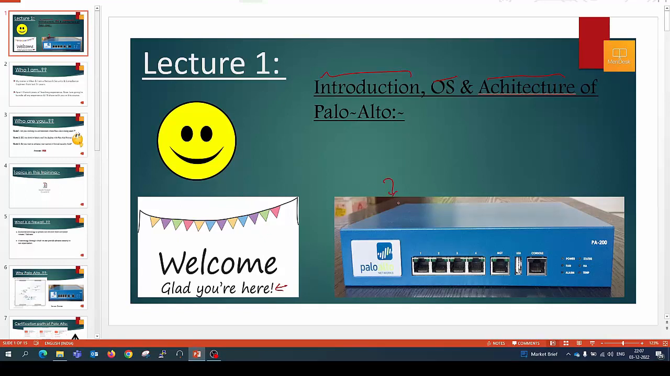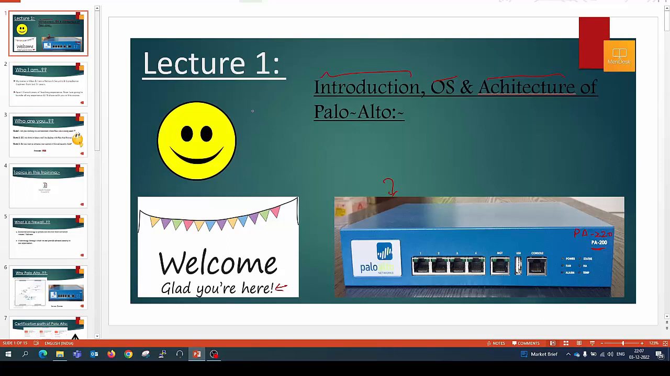This is the Palo Alto physical box. This is PA200, although this box is discontinued nowadays. But this firewall is the physical appliance of Palo Alto and it's the basic box. It used to be a basic box of Palo Alto a few days back. Now, a newer version of this, the Palo Alto 220, is available in the market. Okay, so let's start this particular journey.